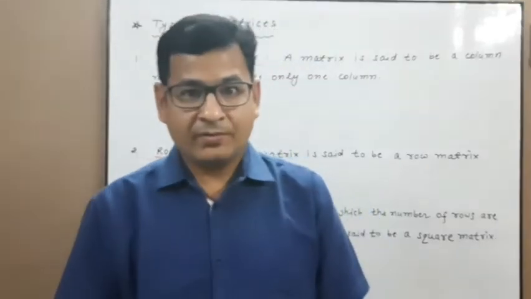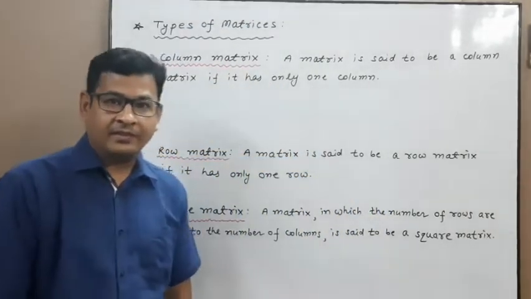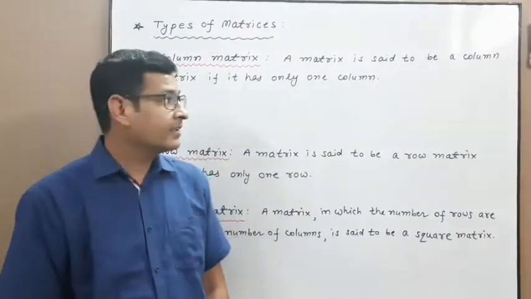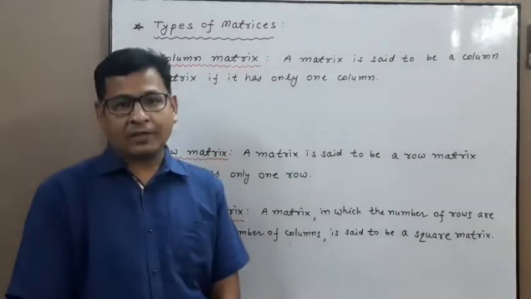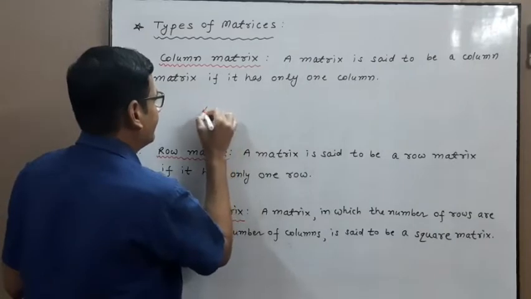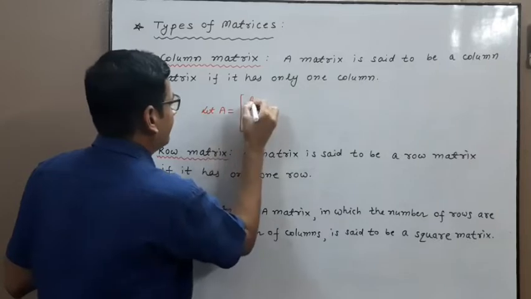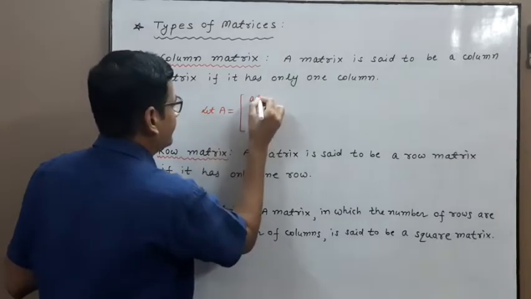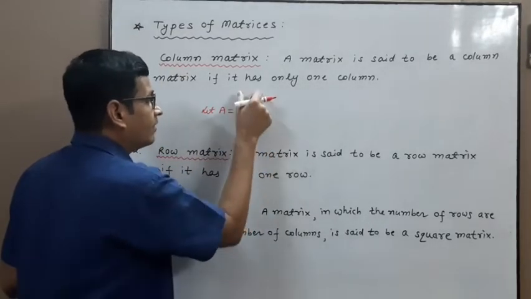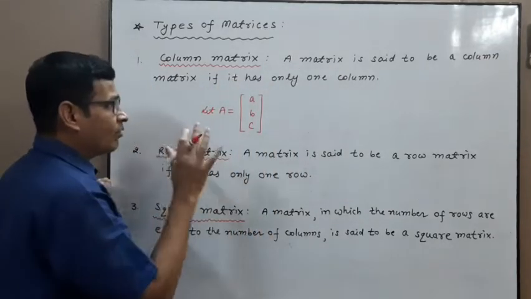Hello students, today we are going to discuss types of matrices. Number 1, column matrix. A matrix is said to be column matrix if it has only one column. For example, let A is equal to A, B, C. There are 3 rows but only one column. So a matrix is said to be a column matrix if it has only one column.